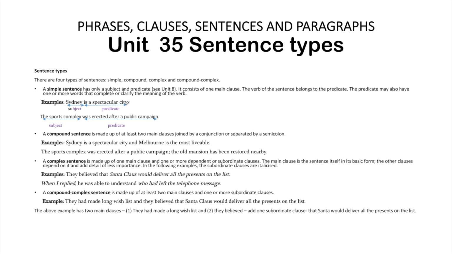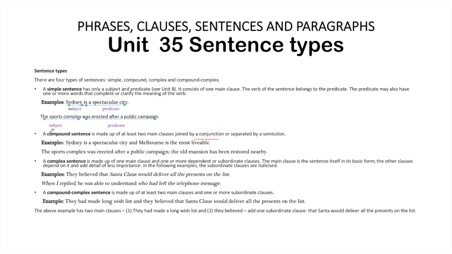Here's our example. Sydney is a spectacular city. Sydney is our subject. Is a spectacular city is our predicate. This is a simple sentence. This next one: the sports complex was erected after a public campaign. So again, the first part here is our subject, the sports complex. Then we've got our verb, which in this case signifies the beginning of our predicate, was erected after a public campaign.